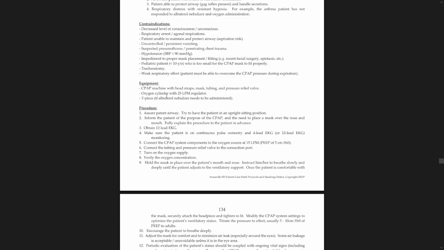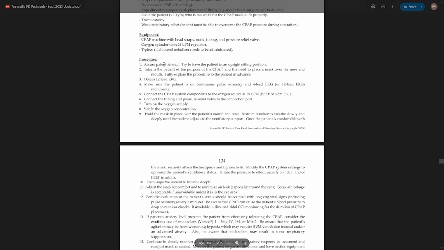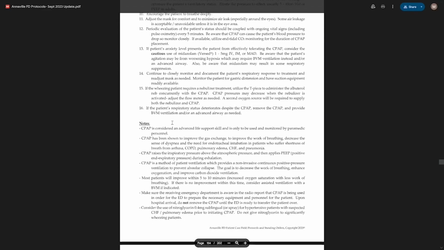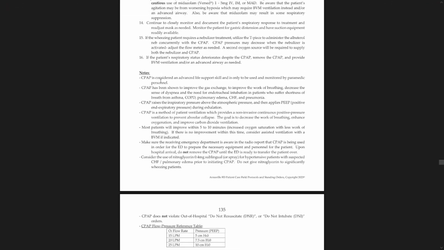The equipment is a CPAP machine with head straps, tubing, and a pressure relief valve, an oxygen cylinder with a 25 liter per minute regulator, and a T-piece if albuterol nebulizer needs to be administered. You can administer both at the same time. The procedure, I put it on them. I'm not going to say it. For notes, CPAP is considered an advanced life support skill and is only to be used and monitored by paramedic personnel.